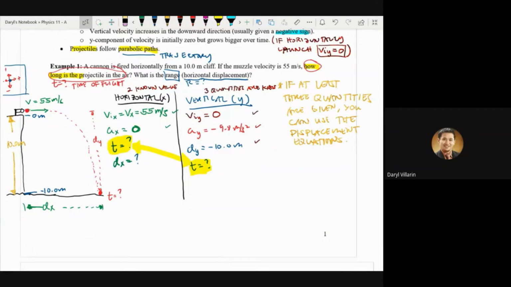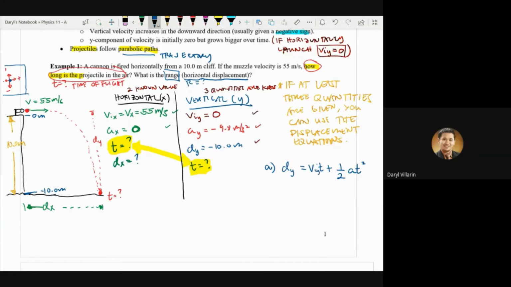So based on the things that I have, which of the following can answer the question of how long? If you're going to examine that, you should be seeing this expression here. Again, specifically, instead of d, I use dy: viy t plus 1/2 ay t squared.